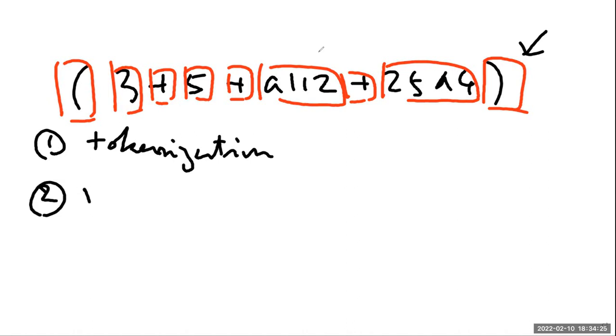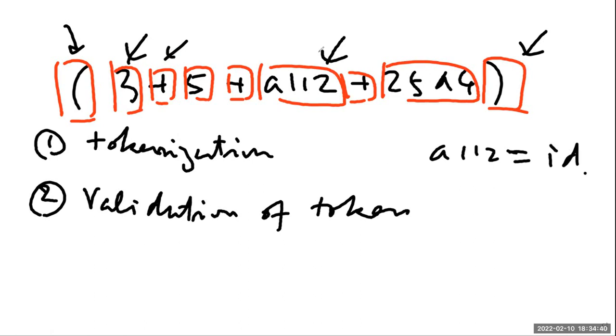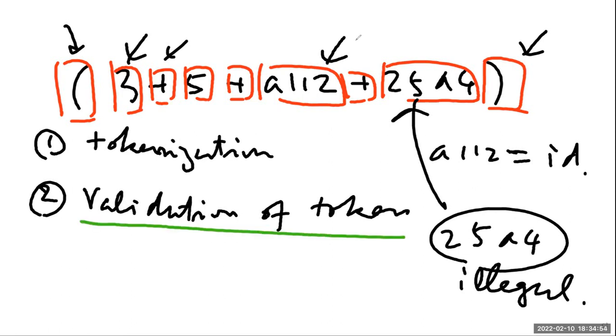The second step is the validation of tokens. So this one is a parenthesis. This one is a number. This one is a plus sign. This one, A112, has to be an ID or variable. And this one, 25A4, apparently is illegal. So we will add the concept of validation of tokens here using regular expressions.